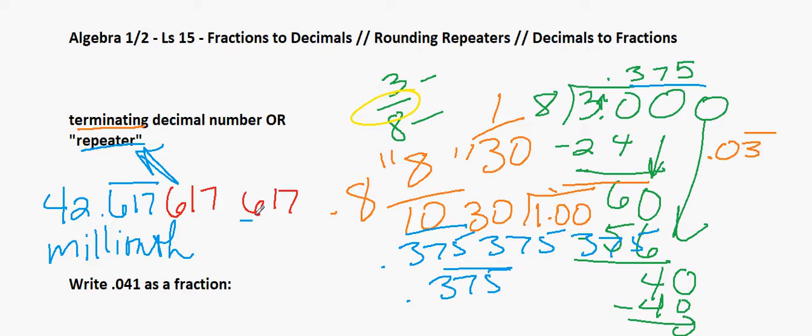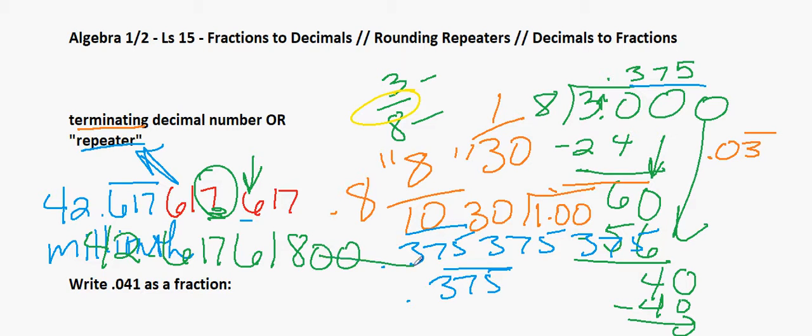you have enough spots. And actually, the millionth place is going to be that second 7. So this is actually the millionth place. Circle it, and this tells me up or down. Final answer will be 42.617618. The rest is cleared out. Good so far.